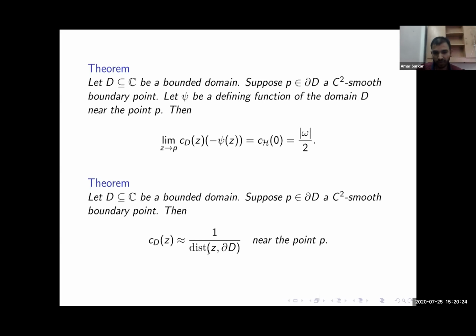To define the quasi-hyperbolic metric, we don't need this C2 smoothness, and you can define it for any domain. But for this condition to hold, the Carathéodory metric can be compared with this quasi-hyperbolic metric. In this scenario, to explicitly compute this limiting case, we want the boundary to be C2 smooth, and in that case, we can use the distance between z and the boundary of the domain to define the defining function of the domain. And we can use this formula to obtain this.